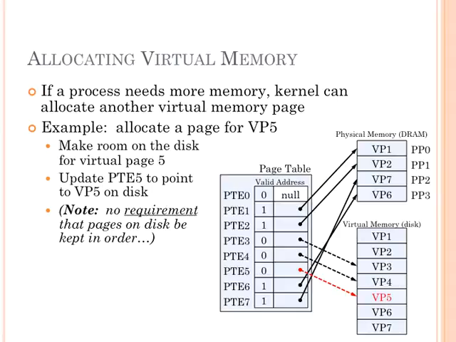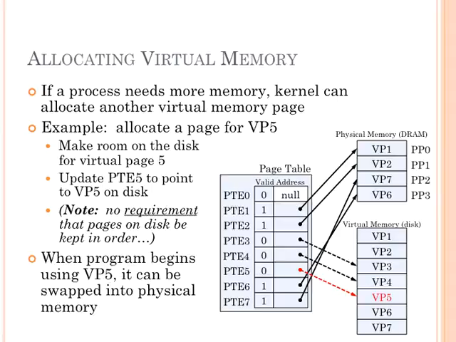So it updates the page table, but it doesn't have to necessarily page it in or mark it as valid or anything like that. It can basically say, you know what, program, you said you needed it, but I'm not going to actually take up a physical page frame with it until you actually access it, and then it will load it. Okay. So yeah, the point where the program begins to use virtual page 5, that's the point where it'll actually be loaded into physical memory.